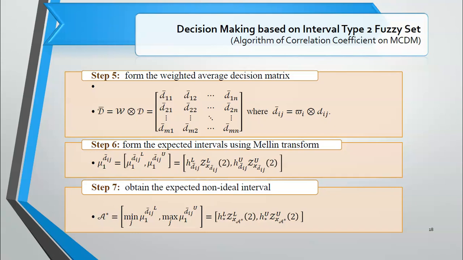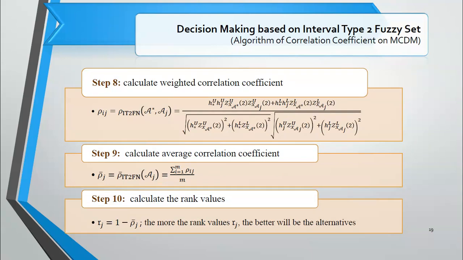In the next step, we calculate the expected interval corresponding to each element of the weighted average decision matrix using the Mellin transform. Then the expected non-ideal interval is obtained using this formula. In the next step, we calculate the weighted correlation coefficient between non-ideal alternatives and any alternatives. Then we calculate the average correlation coefficient, which is the average of the weighted correlation coefficients of the alternatives. Finally, we calculate the rank values. The larger the rank value, the better will be the alternative.